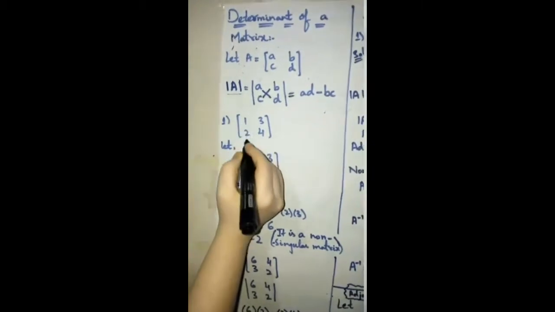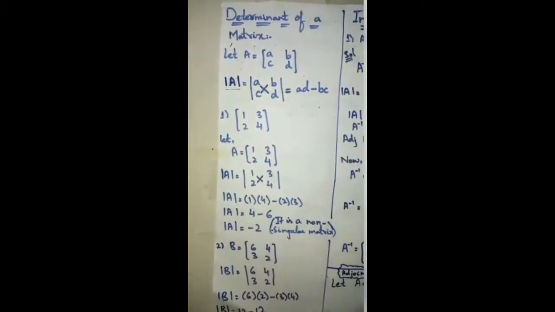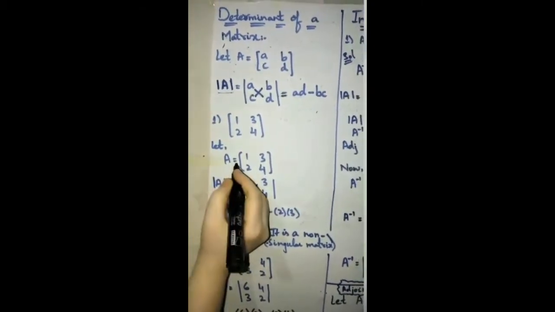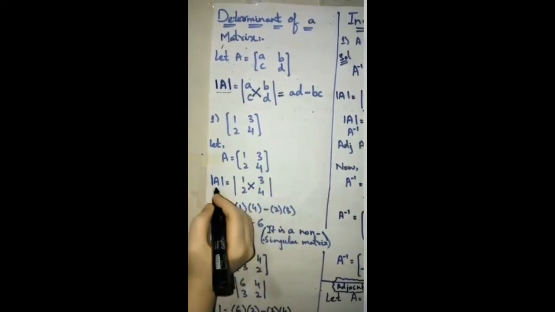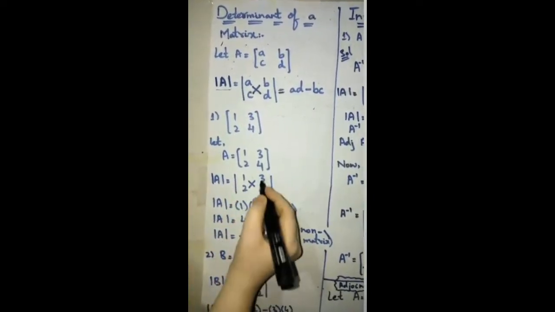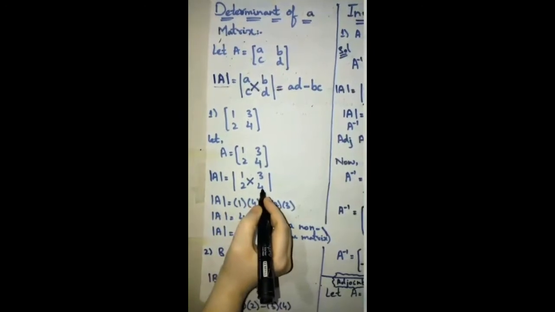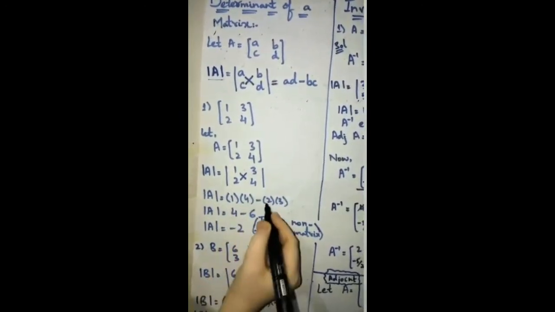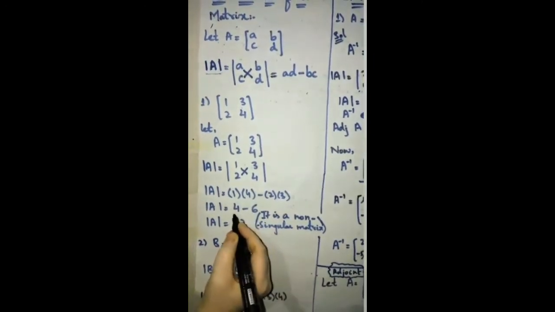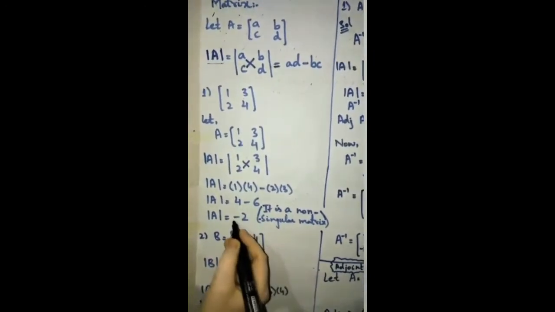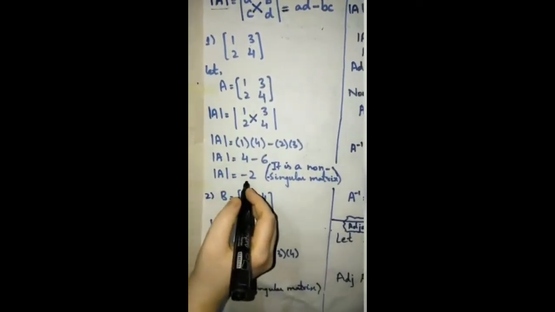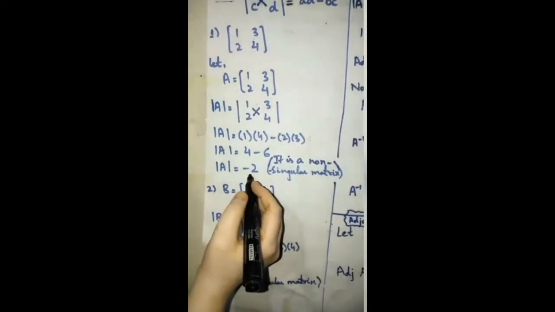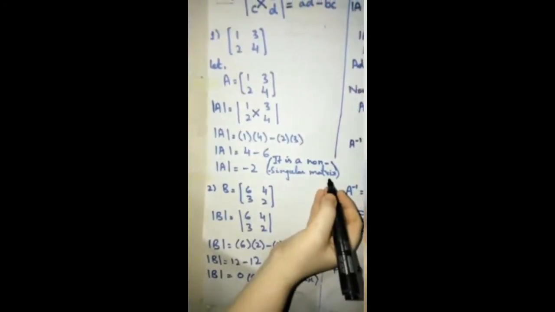Question number one is [1, 2; 3, 4]. How do we find the determinant of this matrix? Let A equal [1, 2; 3, 4]. Determinant of A equals 1 multiplied by 4 minus 2 multiplied by 3. 1 multiplied by 4 equals 4. 2 multiplied by 3 equals 6. 6 minus 4 equals 2, so the answer is 2. It is a non-singular matrix because its determinant is not equal to 0.